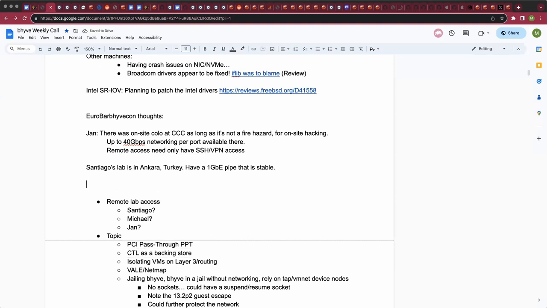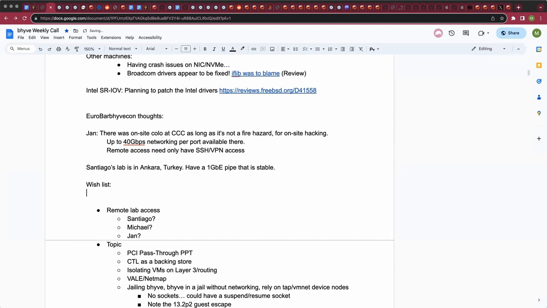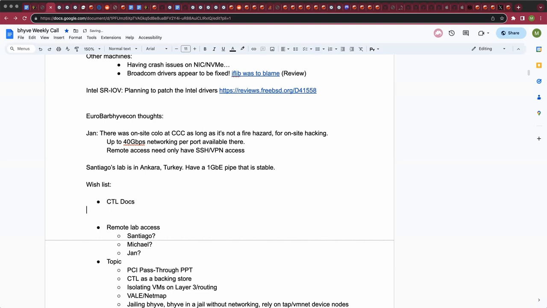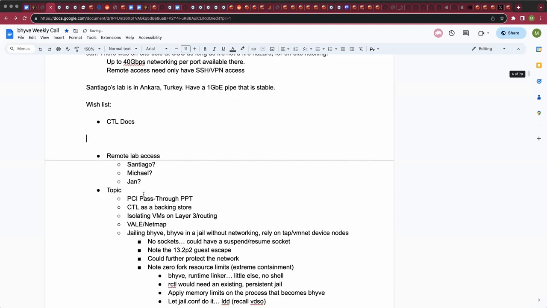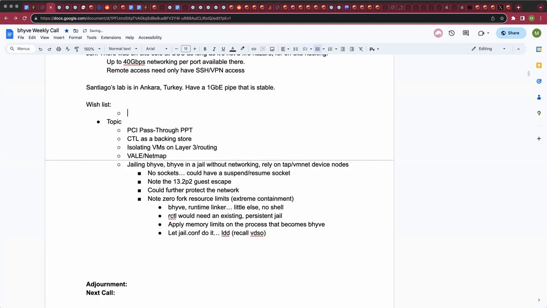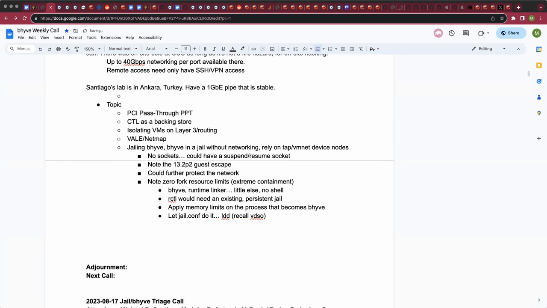Including documentation on CAM Target Layer. Yes. Okay, wish list. CTL docs. And yes, Jan, you and I started a list here. Maybe I should punch that up. Okay, so let's ignore who has what. CTL docs are there. Great. CTL as a backing store, documentation.